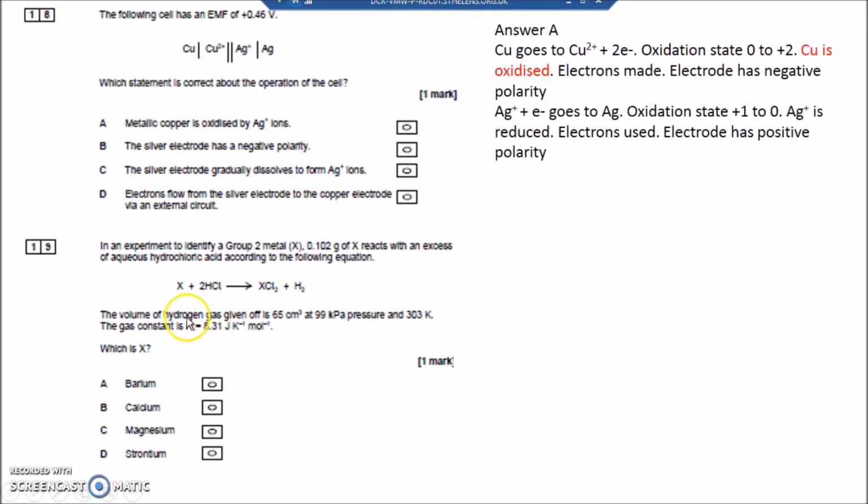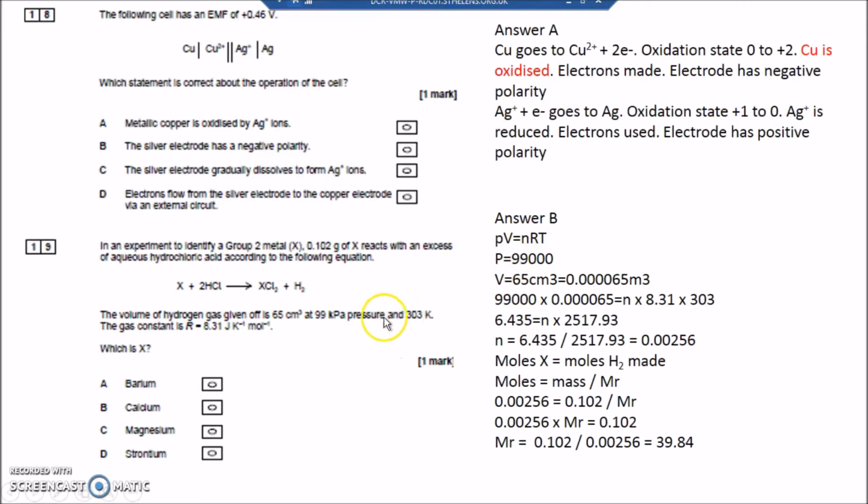I need to work out PV equals nRT for this hydrogen gas. Pressure is in kilopascals. That's a large unit going down into a smaller unit, so multiply by 1,000: 99,000. The volume's in centimetre cubed and I need to get into metre cubed. To get into decimetre cubed, going up to a larger unit, I divide by 1,000, and then from decimetre cubed up into metre cubed, the next unit up, I divide by another 1,000. So 65 divided by 1,000 divided by 1,000 is 0.00065 metres cubed.